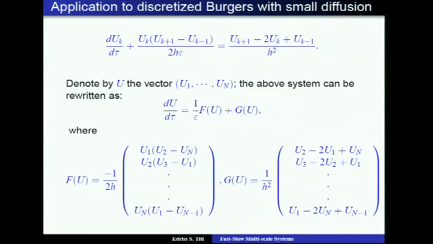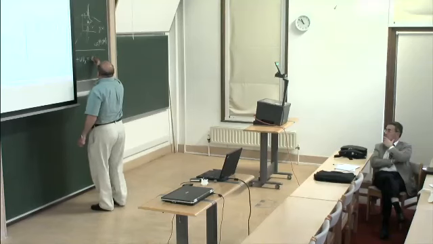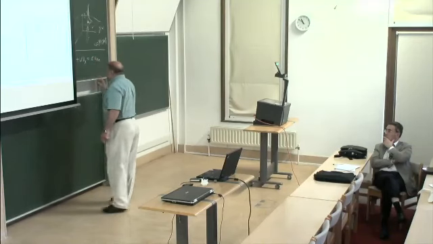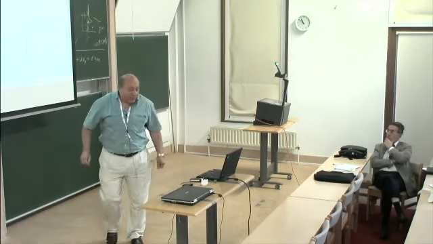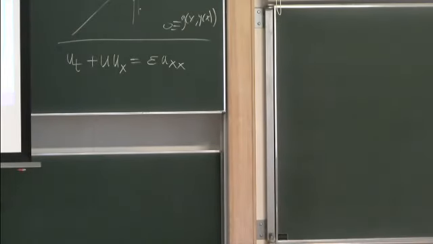This is the example I have at hand. It looks like a complicated example, but it should not be. So let me tell you where this example is coming from. This example is coming from a very simple PDE, and this PDE is very famous. It's u_t plus u u_x equals epsilon u_xx. This is the Burgers' equation with viscosity, okay?